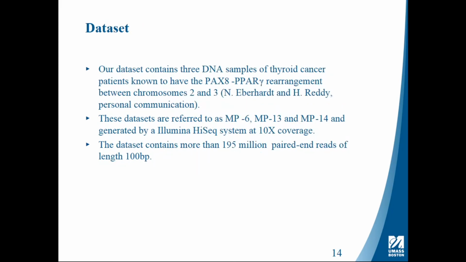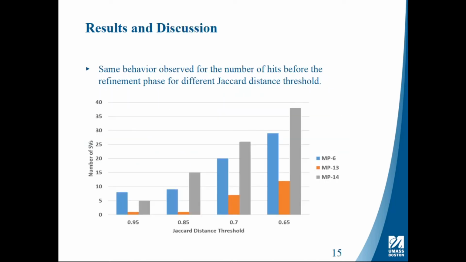The dataset that we use in this research contains 3 DNA samples of thyroid cancer patients known to have a specific rearrangement between chromosome 2 and 3. These datasets are referred to as MP6, MP13, and MP14, generated by the Illumina high-throughput sequencing system. The dataset contains more than 195 million paired-end reads.